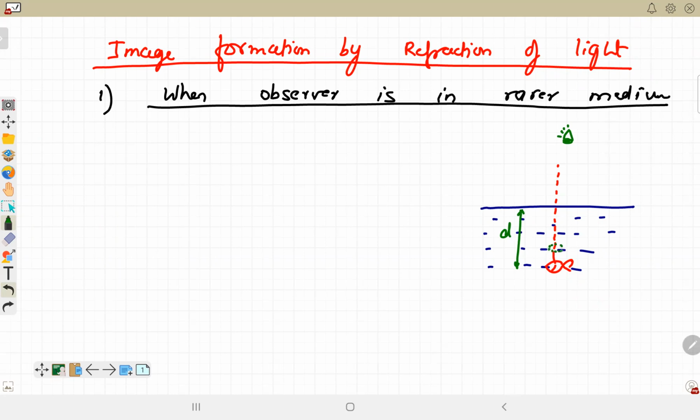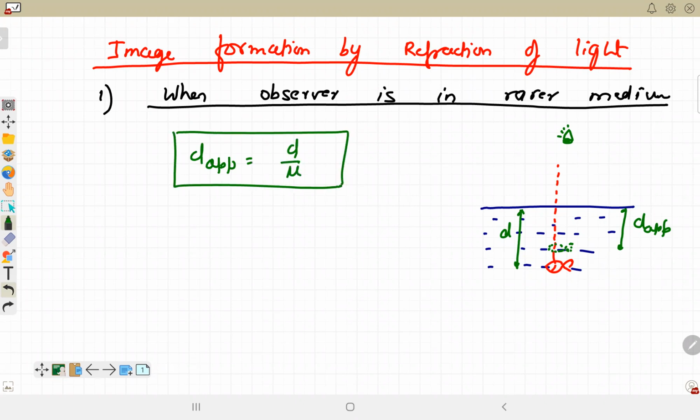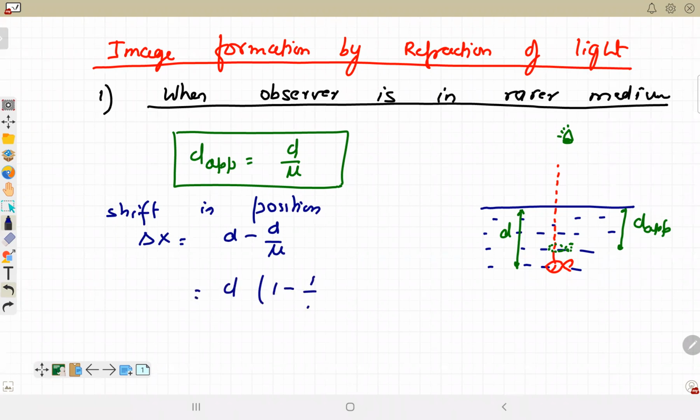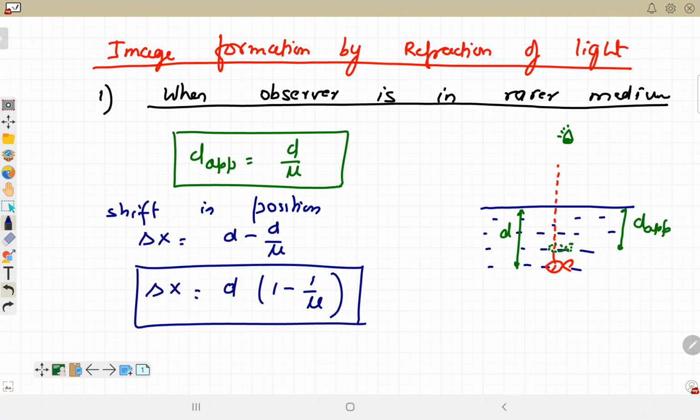And we did the derivation also, that the apparent depth of this fish appears to be 1 by mu times the actual depth. Similarly, the bottom of any container filled with liquid seems to be slightly shifted, and that shift is also called the normal shift. That shift is d minus d by mu. This is the shift in the position of the fish or any object which is now put in a denser medium. When it was in the air, it was at a depth of d. This is the case that we did last class.